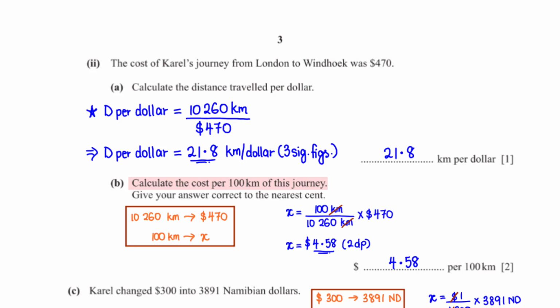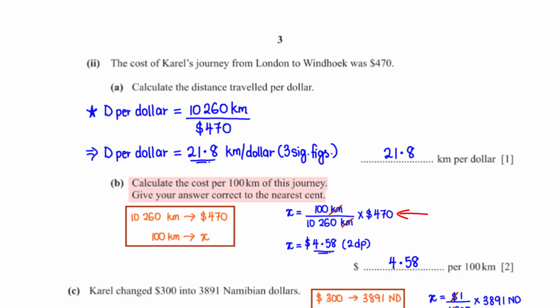Calculate the cost per 100 kilometers of this journey. Give your answer correct to the nearest cent. First, let's set up our ratio. If the total journey, which is 10,260 kilometers, costs $470, then for 100 kilometers, how much will it cost? This is what we've represented with X. From this ratio, we can set up an equation to find X.